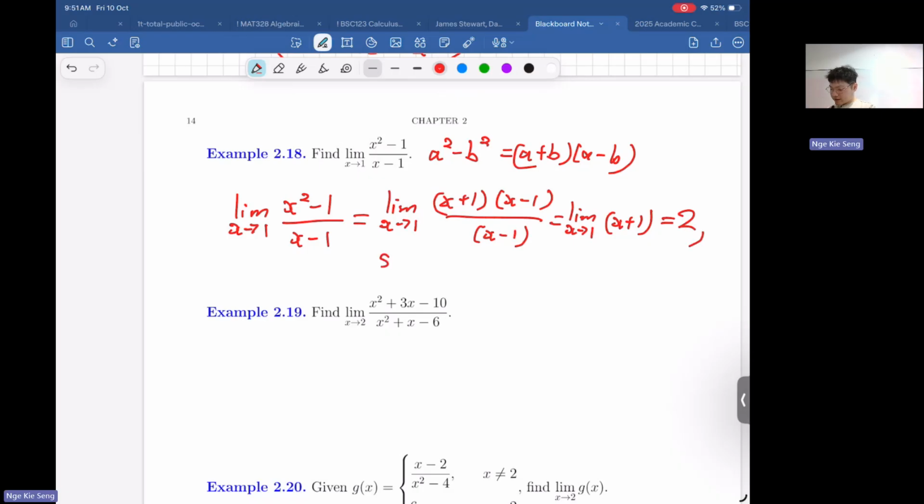So I would say that x plus 1 equals x squared minus 1 over x minus 1 when x is not equal to 1. These two functions are the same when x is not equal to 1, which is already good enough for us to find the limit, because the limit ignores possibly the value at x equals 1. Happy? Any question? Feel free to ask if it's too fast.